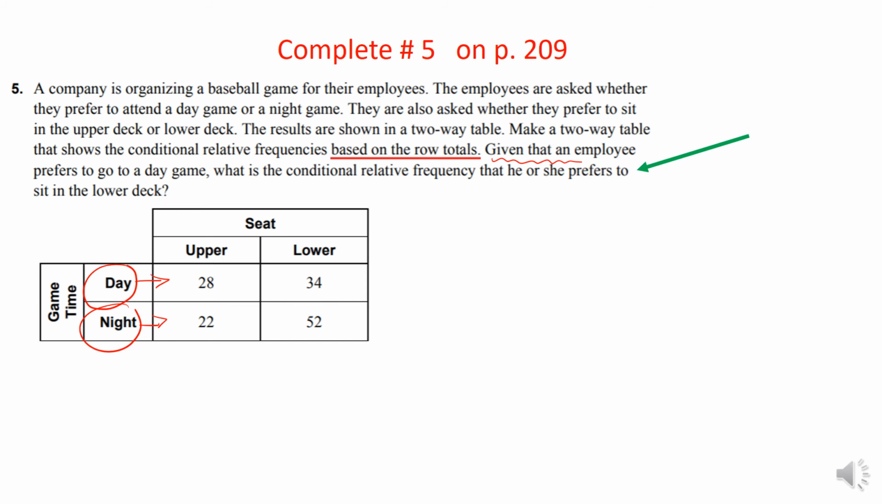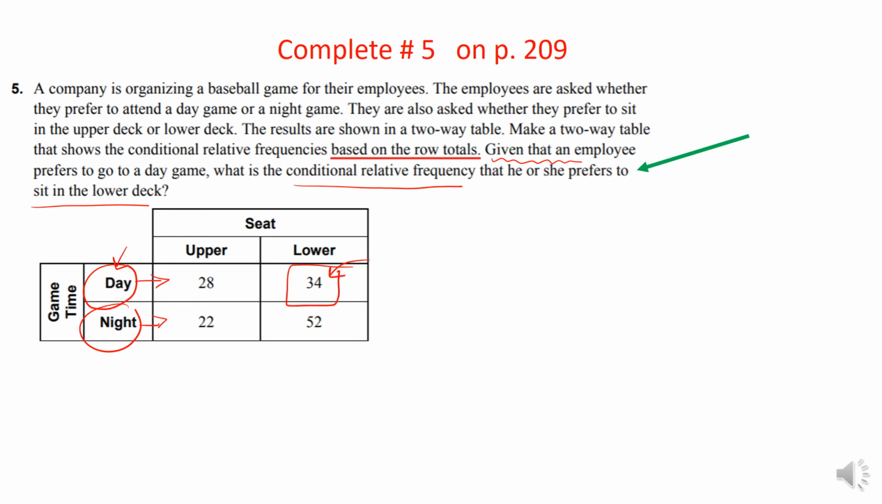They tell you based on the row totals. But they want you to figure out this answer. Given that an employee prefers to go to a day game, what is the conditional relative frequency that he or she prefers to sit in the lower deck? So they're asking you to find this percentage.